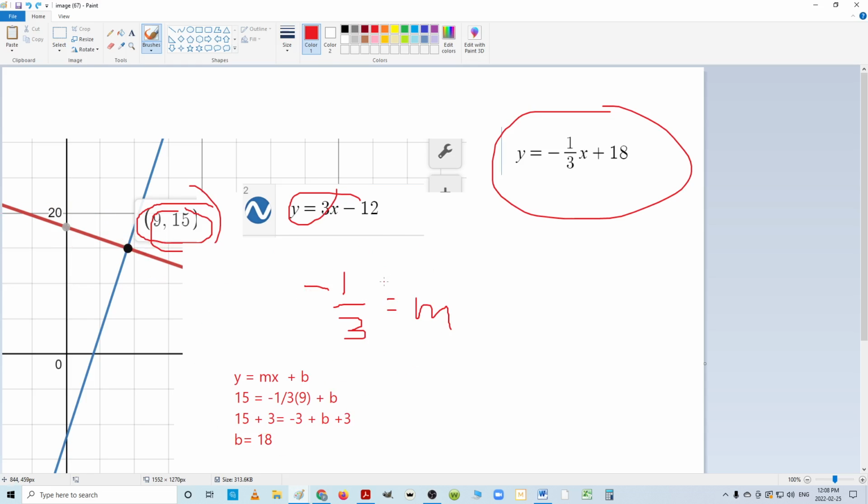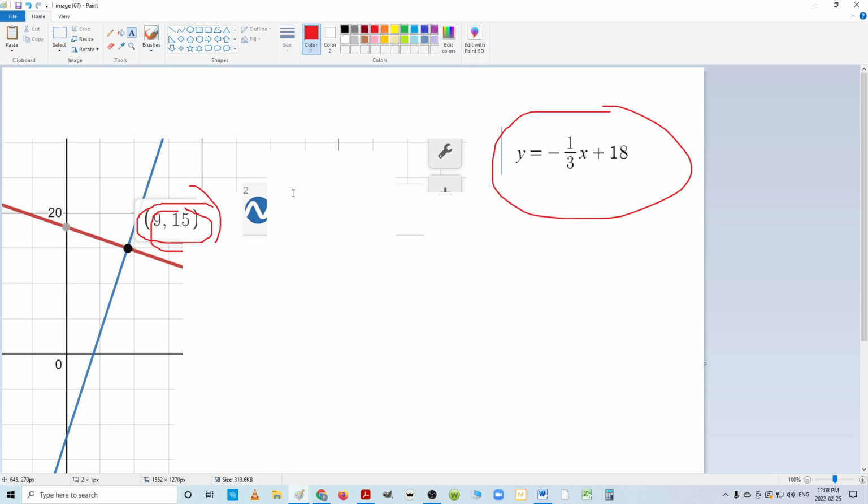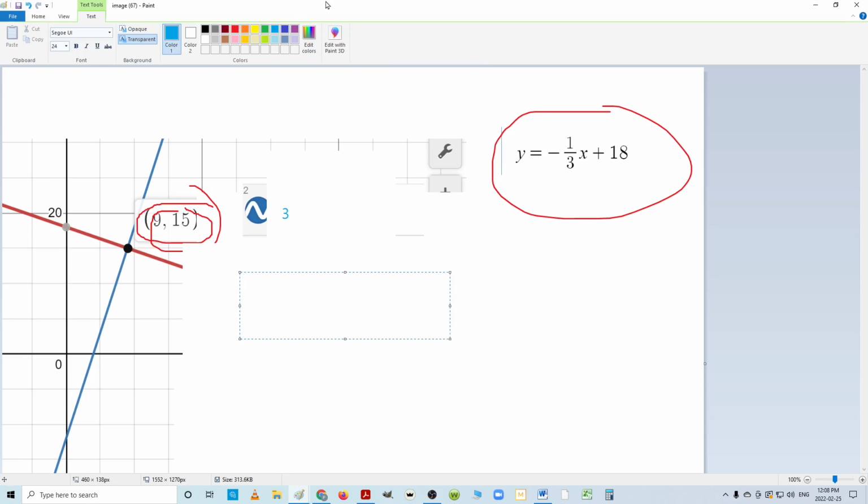What if they had only given me the slope? What if they'd only given me the slope of the blue line? Could I still figure it out? Yes, you can, because they give you a point. So if the slope of the blue line was 3, that tells me that the slope of the red line, because they told me it's perpendicular, is minus a third, and I can still use those points. Same thing we just did, right? b ends up being 18, so now I know the formula of that red line is this.